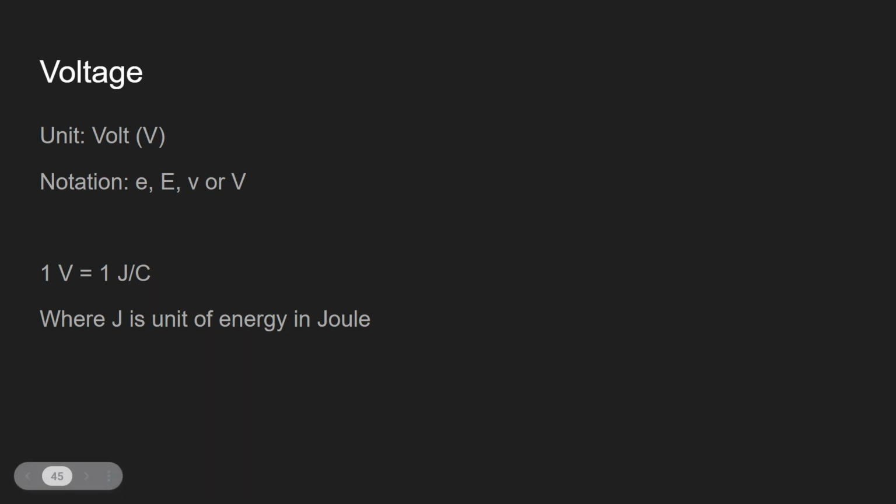Joule is the unit of energy. 1 joule per coulomb is 1 volt. If the charge can give you 1 joule at one instance, it is referring to 1 V. I should mention it this way.